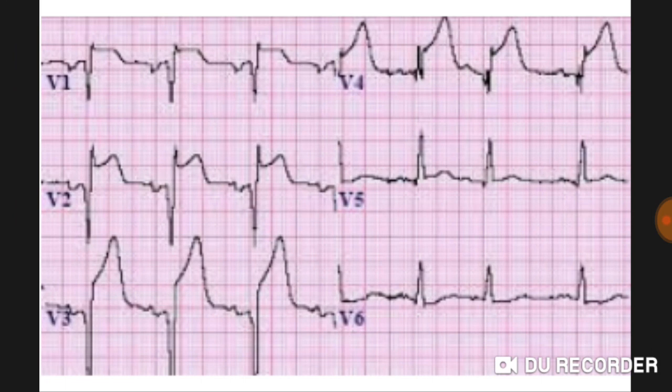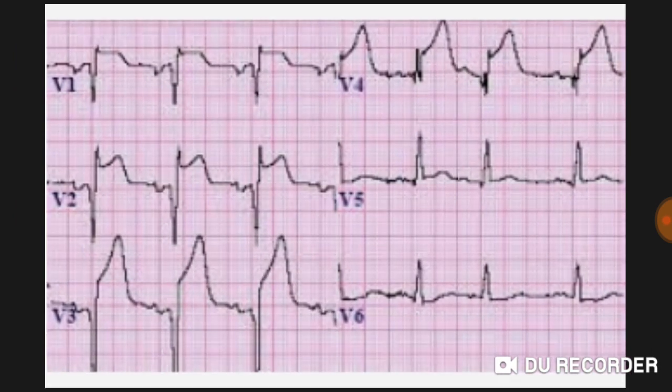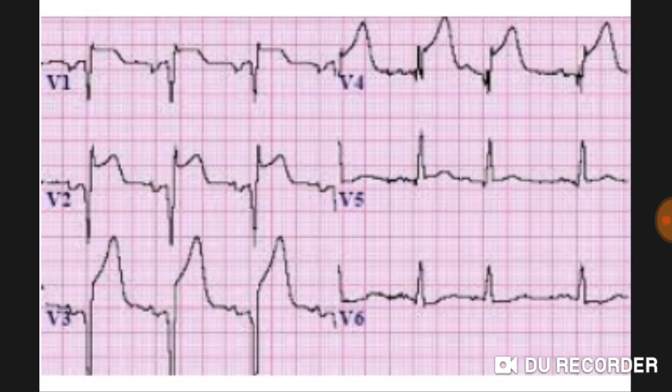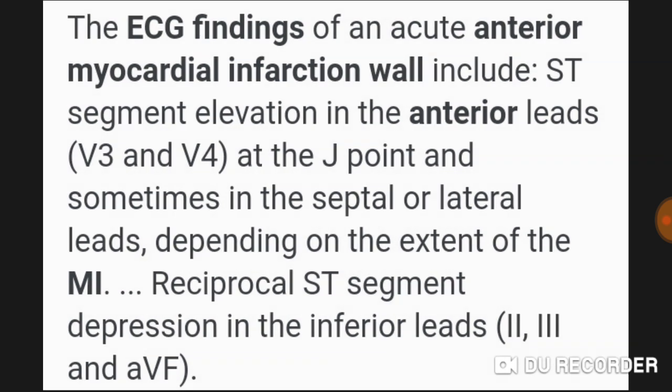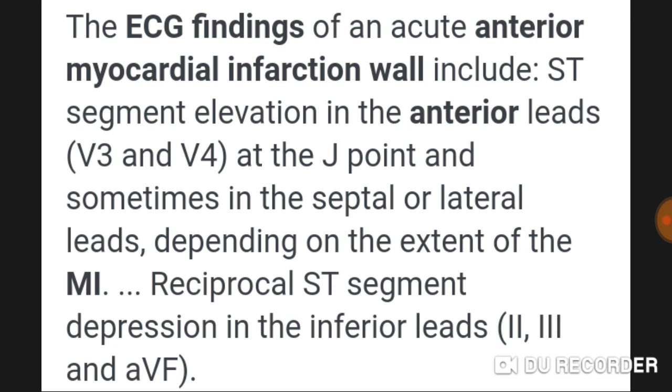Okay. What is this? This is also a case of MI. We see ST elevation in V3, V4, V2, and V5. So this is a case of anterior wall MI. Anterior myocardial infarction shows ST segment elevation in anterior leads like V3 and V4 at the J point, and sometimes in the septal or lateral leads depending on the extent of MI, with reciprocal ST segment depression in the inferior leads 2, 3, and AVF.